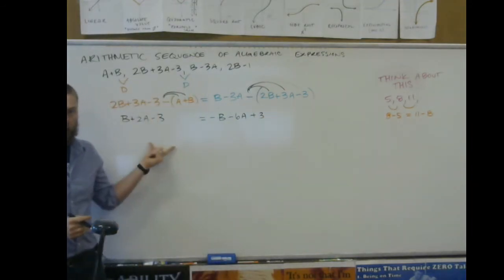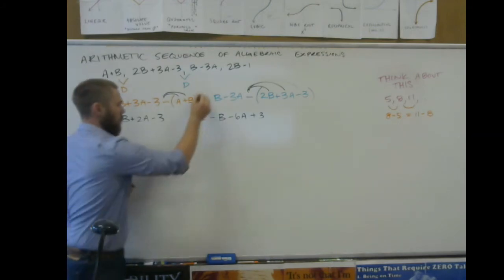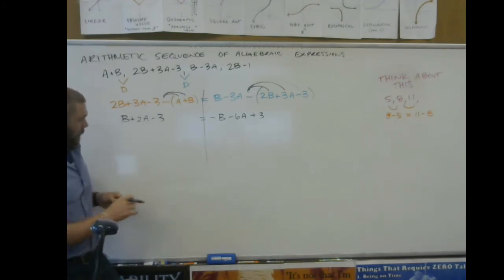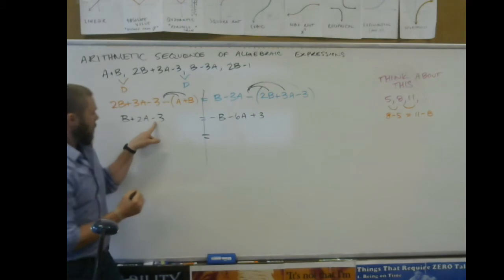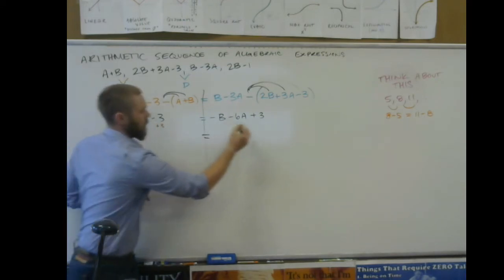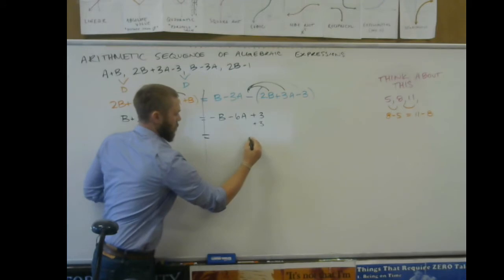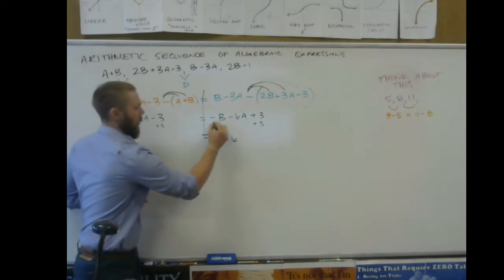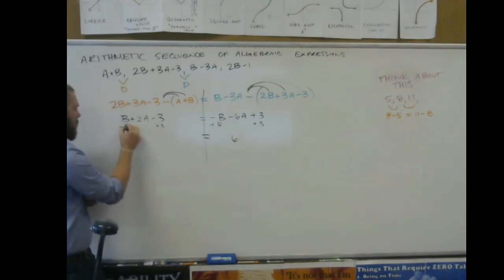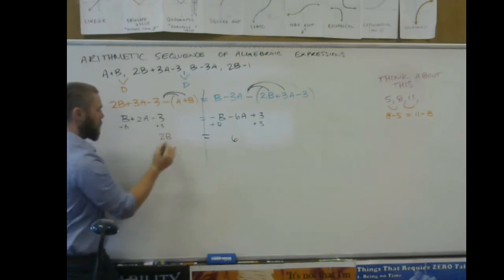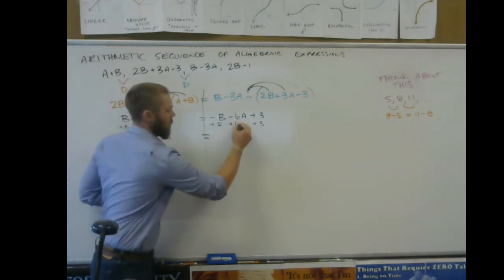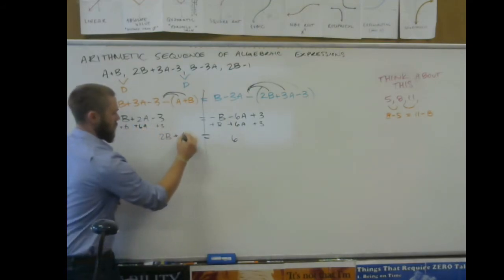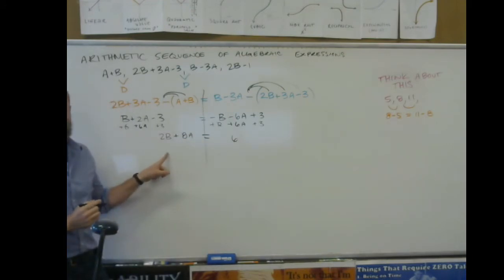We still got to, I like to get the letters on one side and the numbers on the other side. So if we add 3 to this side, add 3 to this side, this would be 6. And if we add b, it's going to be 2b. If we add 6a, 6a, 8a. Okay, that's going to be useful.